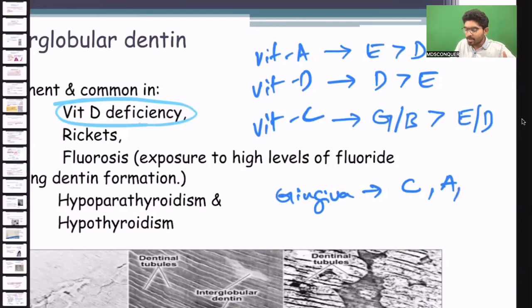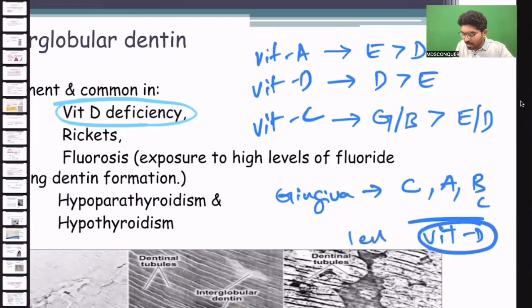Then the next one is B complex are useful. Some vitamins of B are useful for gingival growth, gingival maintenance, gingival healing during periodontal surgeries. The least is vitamin D for gingiva. Clear, guys? All these are questions you have.